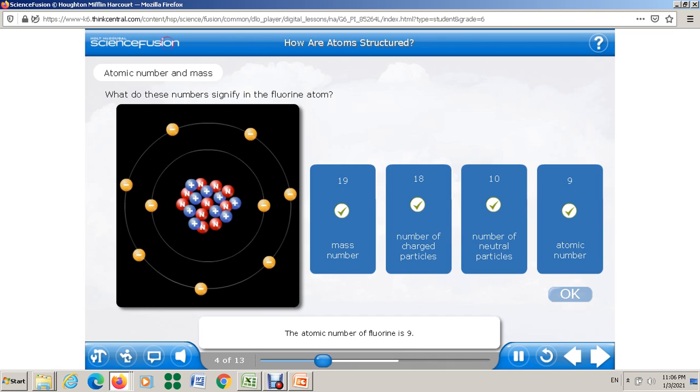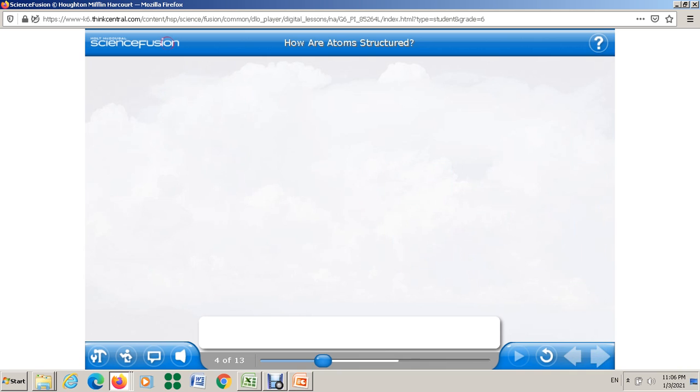The atomic number of fluorine is 9. The mass number of fluorine is 19. Atoms that have the same atomic number have the same chemical properties. Atoms of a particular element may have different mass numbers. These atoms are called isotopes. Okay, so this is about the fluorine atom.